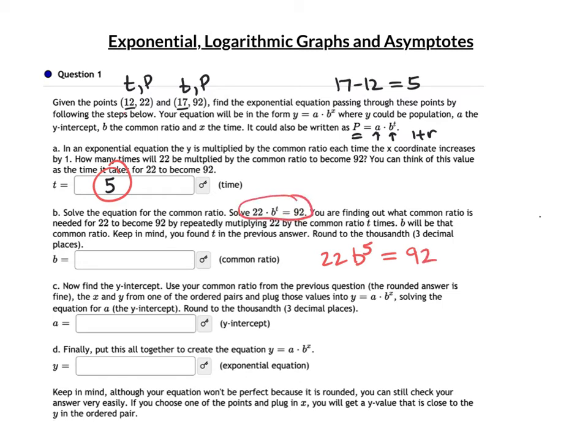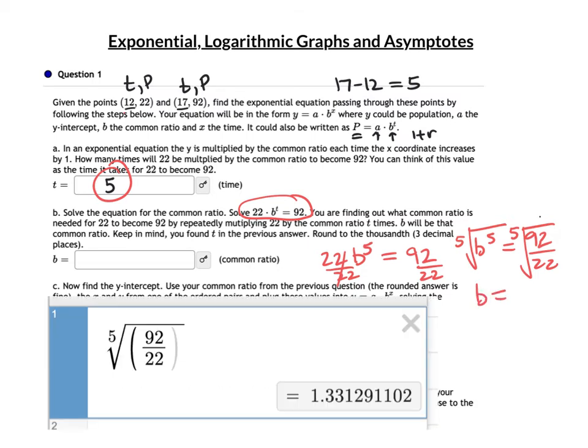We're solving this equation. We'll divide both sides by 22 and solve b to the 5th equals 92 over 22. To get rid of the 5th power, we'll take a 5th root, and we'll plug that in Desmos. Round to the 1,000th. b is 1.331 to the 1,000th.